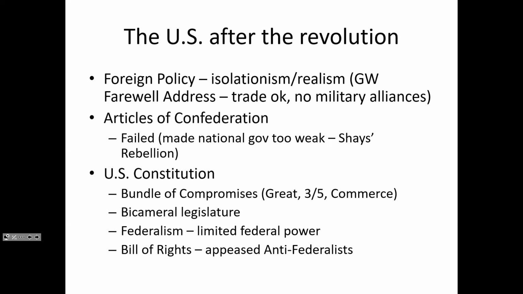And also the Commerce Compromise, which basically gave states control over commerce and trade within their state, but gave the federal government control over commerce between the states. It set up a two-house legislature. It set up a system of federalism, which limited federal power.